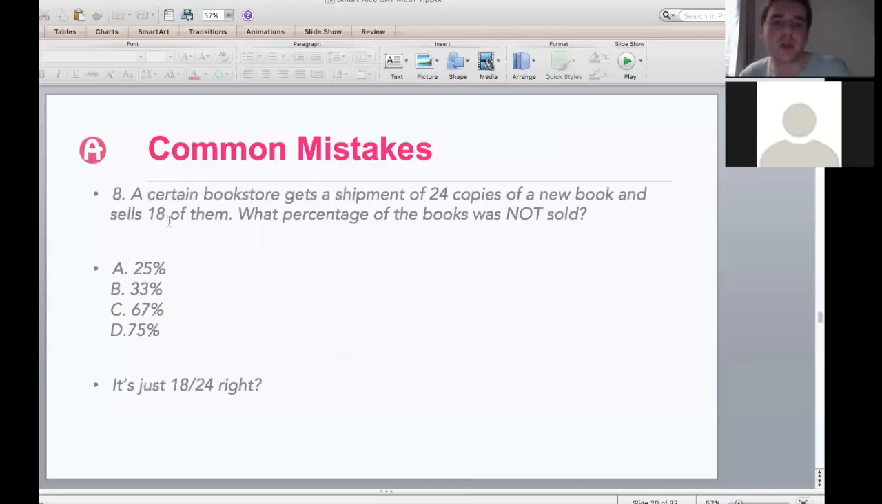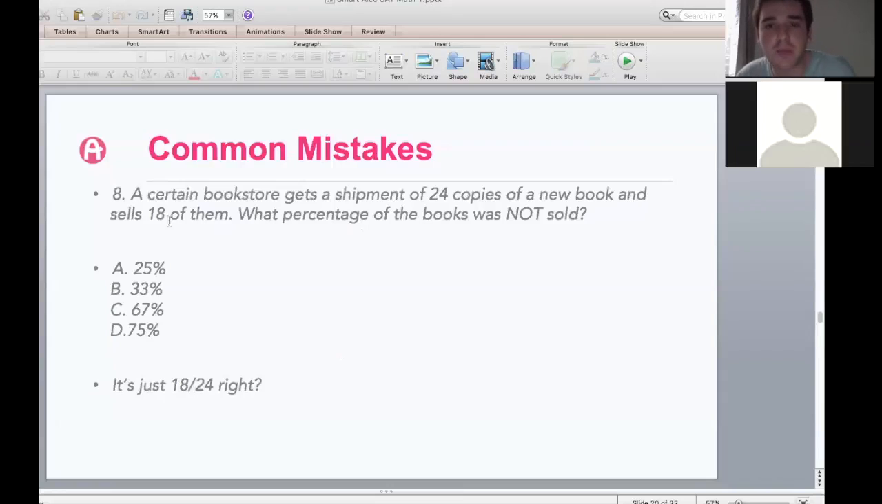So here's an example of one. Number 8, a relatively easy question. A certain bookstore gets a shipment of 24 copies of a new book and sells 18 of them. What percentage of the books was not sold? So it seems pretty straightforward. Okay, there's 18 over 24. That simplifies to 3/4. Boom, 75. We're done. Typical mistake, because I totally forgot.